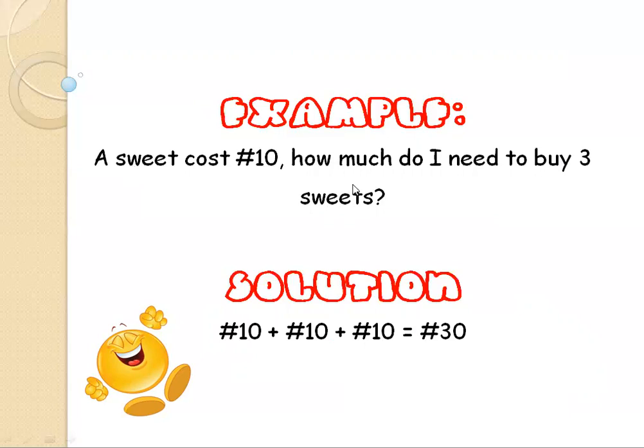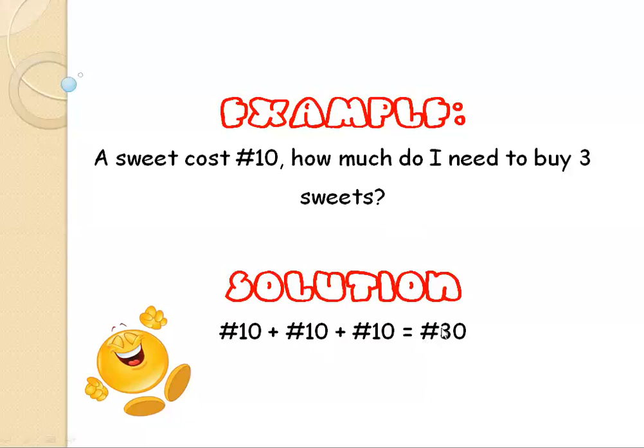All I need to do is to do what? I have 10 naira in 3 places. If one sweet is 10 naira, so for me to buy 3, I have to have 10 naira, 10 naira, 10 naira. So the cost of 3 sweets will be 10 plus 10 plus 10, and that will give me 30 naira. Or I can also say 10 naira times 3. That would also give me 30 naira. So for me to buy 3 sweets, I need 10 naira in 3 places. 10 plus 10 plus 10, and that will give me 30 naira.